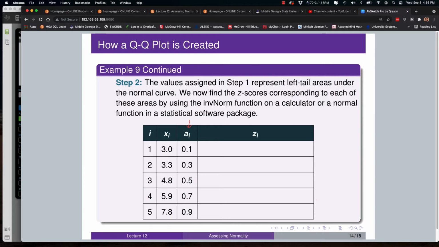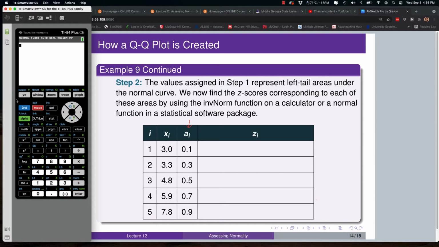And so we're going to use what we call the inverse norm function in step 2 for each one of these proportions to find those values. So I'm going to do it in the calculator, just in case you've forgotten or are unfamiliar with it. The inverse norm function is under the vars key. So if you hit second, vars, the inverse norm is option 3. You pull that up. Yours may not look like mine.